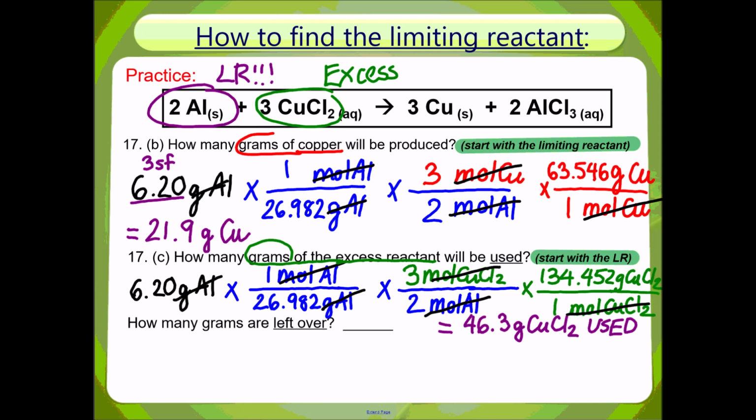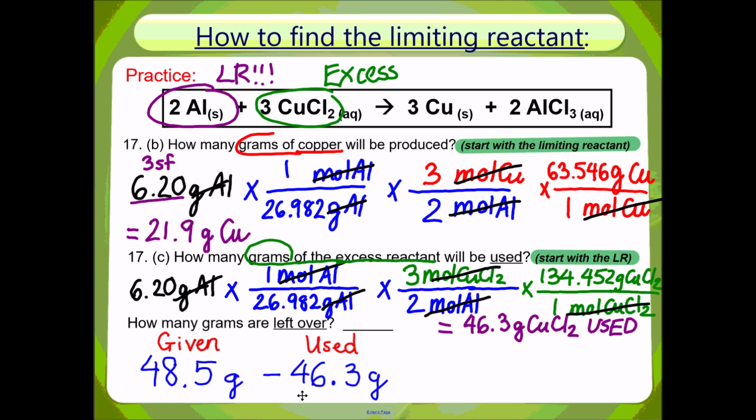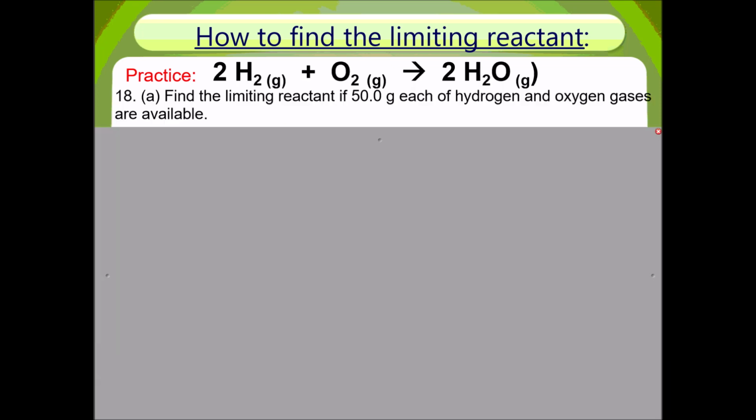Finally, how many grams of the excess reactant is left over? We were given 48.5 grams of copper 2 chloride in part A. In part C, we calculated that 46.3 grams of copper 2 chloride were used. Take the given, subtract by the used, and we have 2.2 grams of copper 2 chloride left over. Now pause the video and try problem 18 on your own.